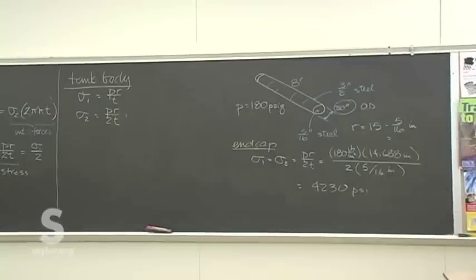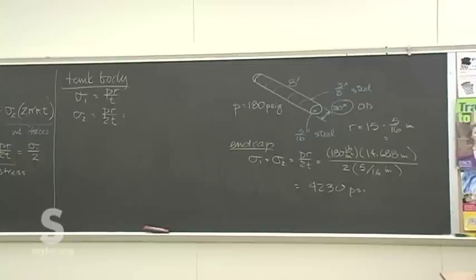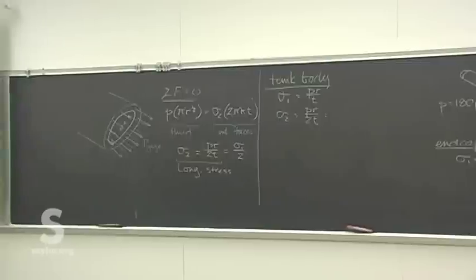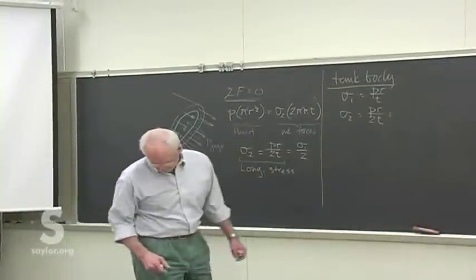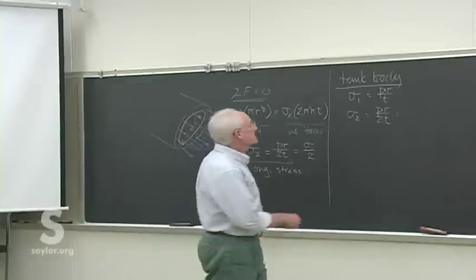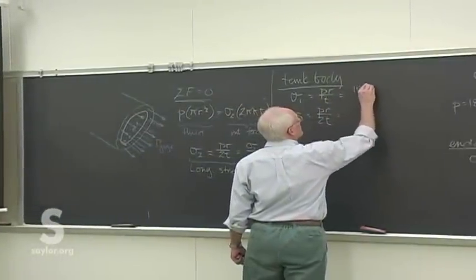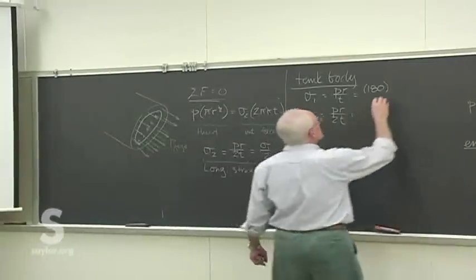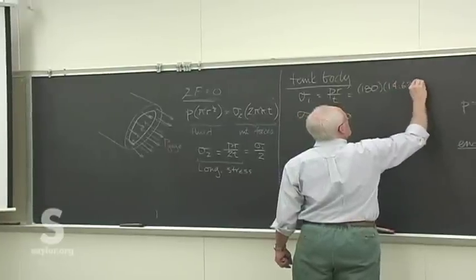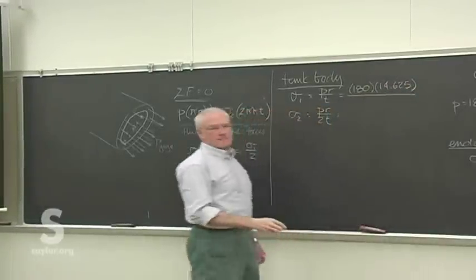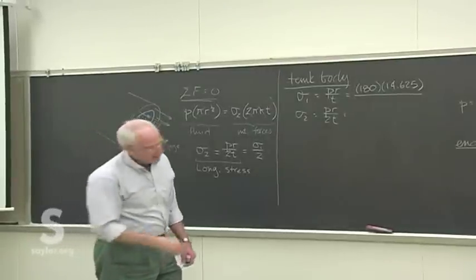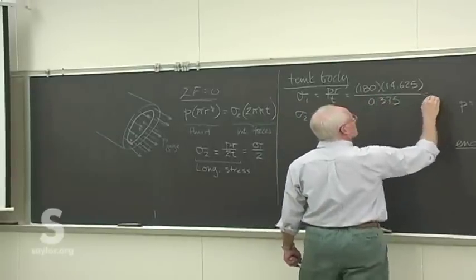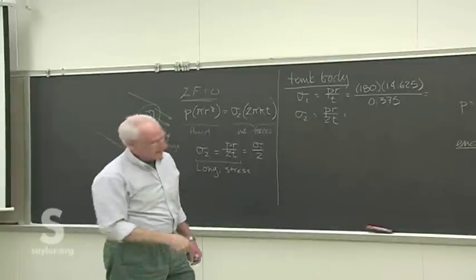Bill, you got that number? Pressure is the same. This time R is 14.625, and the wall thickness is 3/8, .375. And we already know all the units are okay. And then we only have to cut that in half to get the other one.